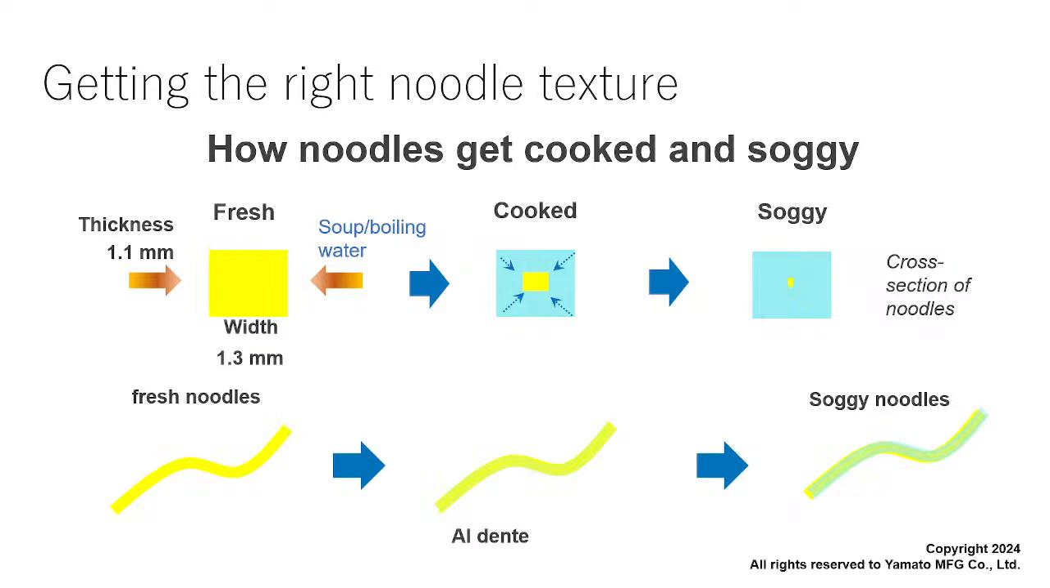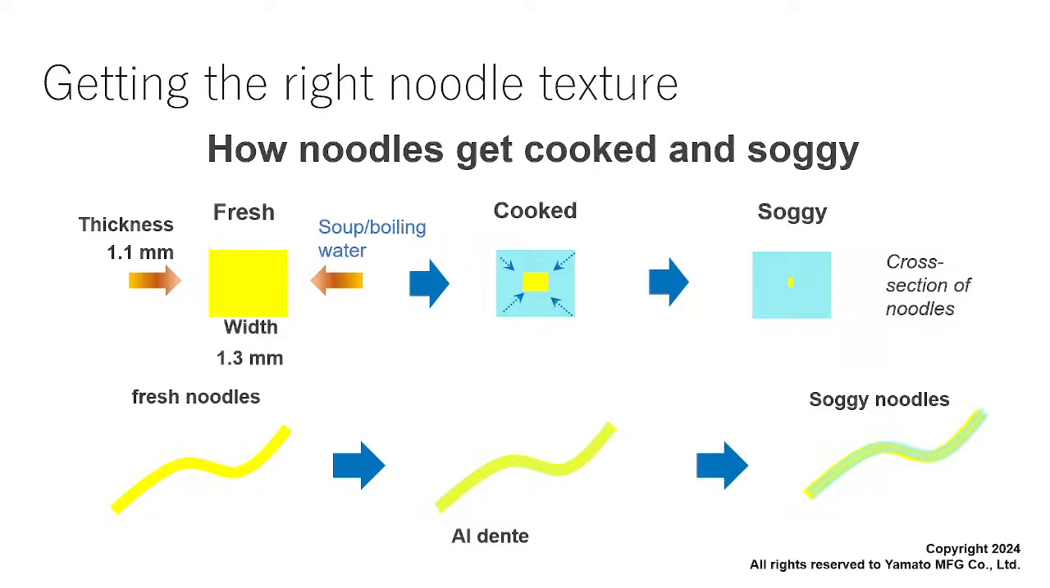Fresh noodle and then cooked, right, and then that's the al dente texture, where some core of the noodles is still uncooked. And then it gets soggy when this core is all cooked up, penetrated through with water, or soup, right, and that's how they get soggy.